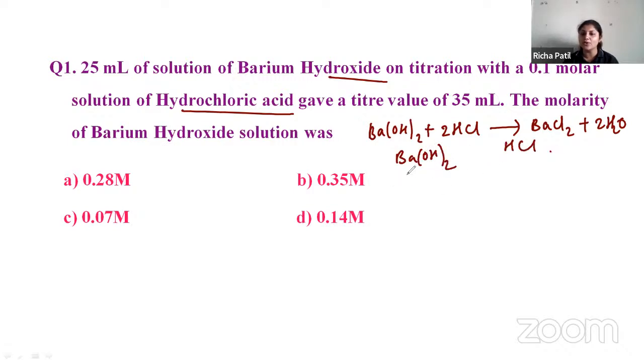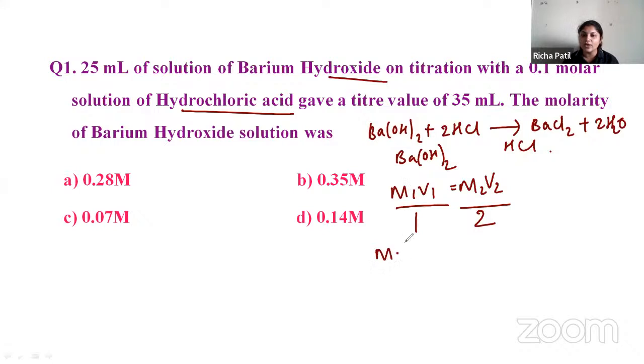So what is the formula you're going to use? M1 V1 is equal to M2 V2, right? So you know acidity and basicity, right? So acidity of the base is what? It is 2. So this you divide by 2, and the basicity of HCl is 1. So this you divide by 1.